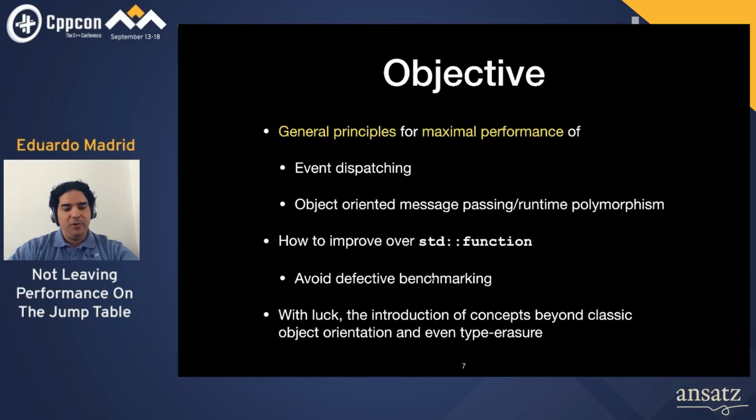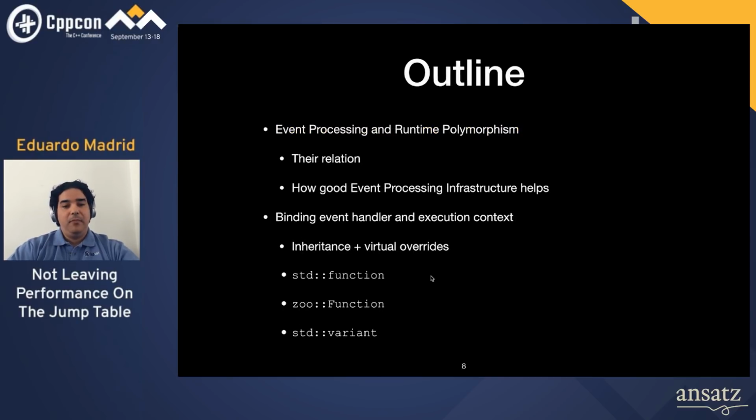If we have a little bit more time, then perhaps I'm going to be able to share with you a few more advanced concepts that I hope are going to be interesting to you. Okay. The outline is going to be very simple. We're going to be talking about event processing and runtime polymorphism. What is the relationship? How to do good event processing infrastructure to achieve better performance. And the next thing is going to be how to bind event handlers with their execution context with many different choices and the implications of following any of them.